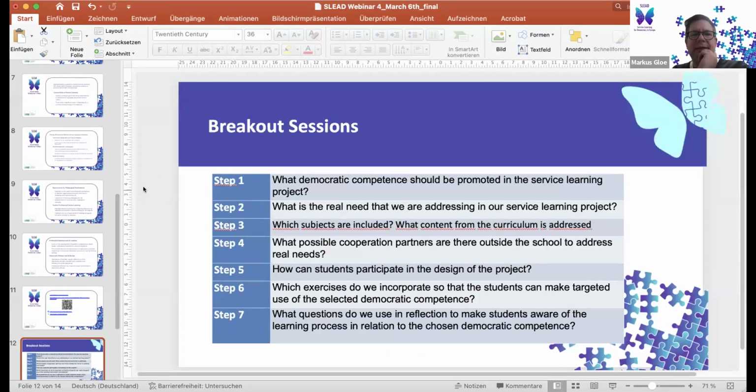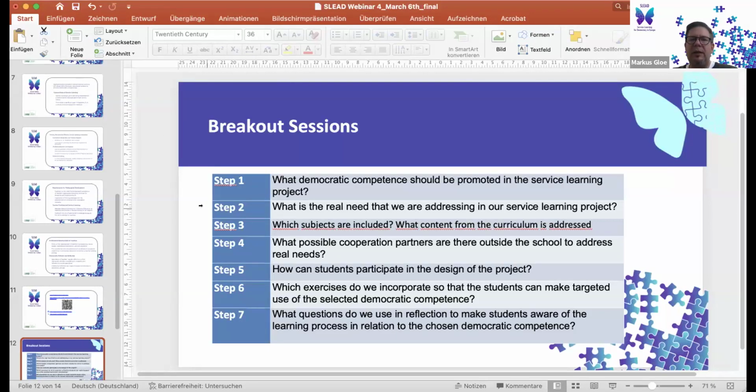And the next step is already the breakout session. We will divide you into 11 groups of about 6 to 7 participants, and you have one facilitator who will guide you through the creation process, or the planning process, of a service learning project. There are several steps, 7 steps, we will guide you through.